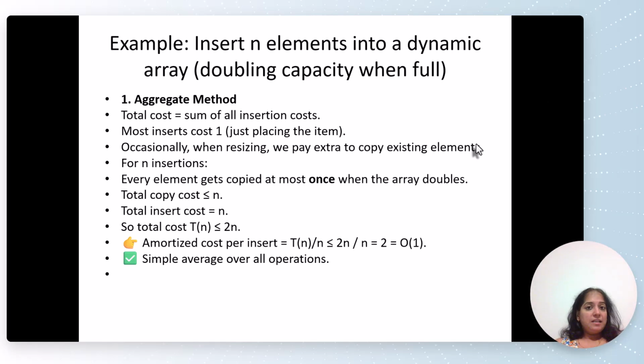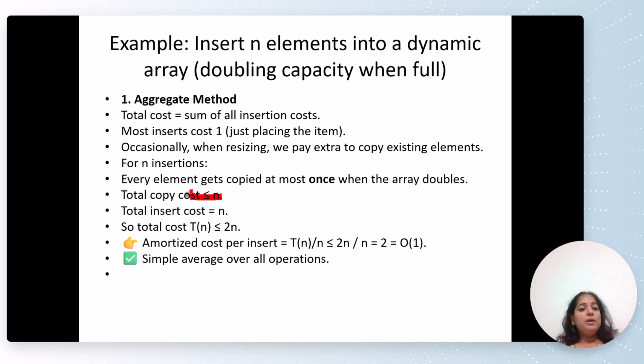So let's again take the example of inserting elements into a dynamic array, and whenever the capacity is full, we need to double it, right? If we use the aggregate method, total cost is the sum of all insertions. Most inserts cost just one, just placing the item. Occasionally when we resize, we pay extra to copy the existing elements. So for n insertions, every element gets copied at most once when the array doubles.